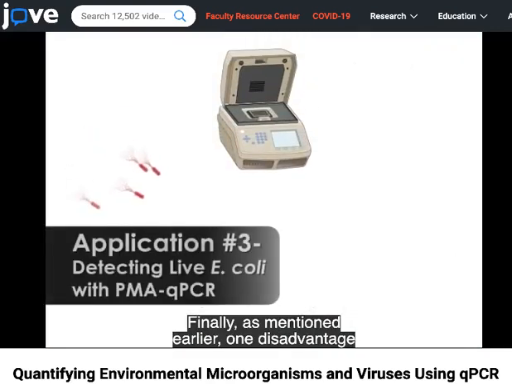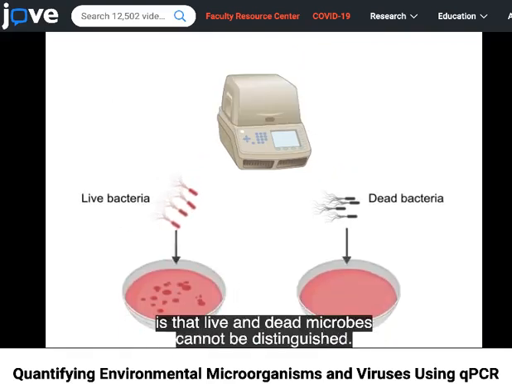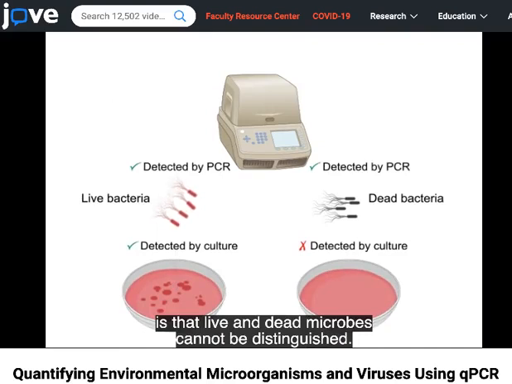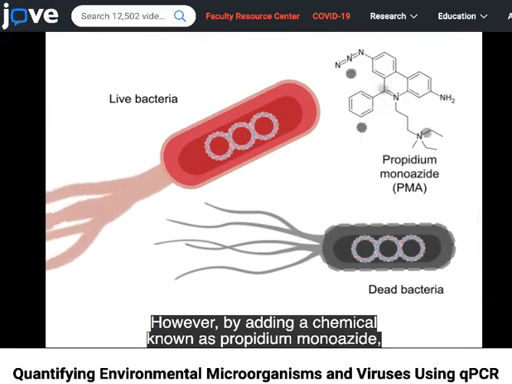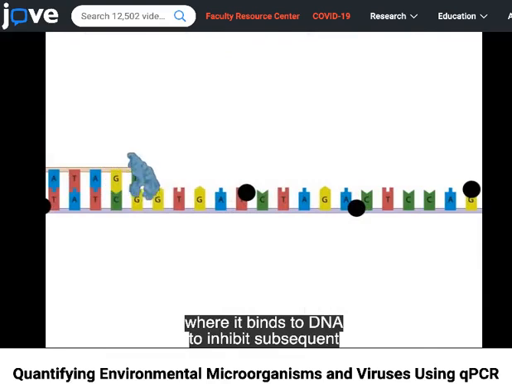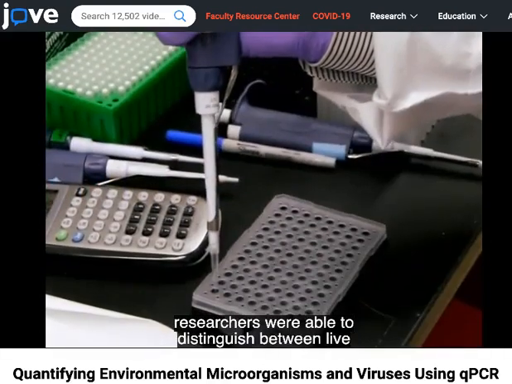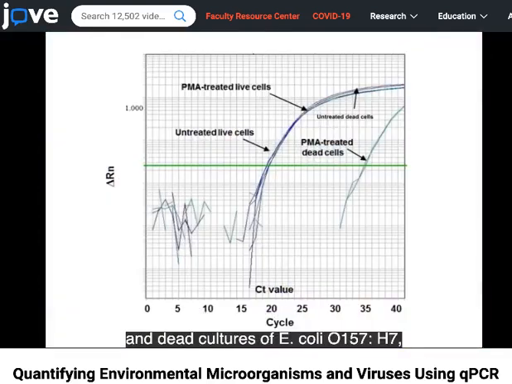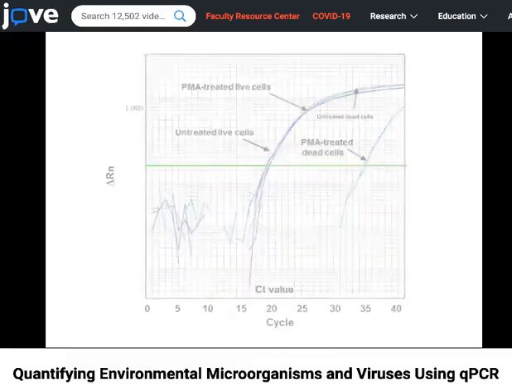Finally, as mentioned earlier, one disadvantage of traditional qPCR methodology is that live and dead microbes cannot be distinguished. However, by adding a chemical known as propidium monoazide, or PMA, which can only enter dead cells where it binds to DNA to inhibit subsequent enzymatic reactions such as PCR, researchers were able to distinguish between live and dead cultures of E. coli 0157H7, a common pathogenic strain found in contaminated food and water.